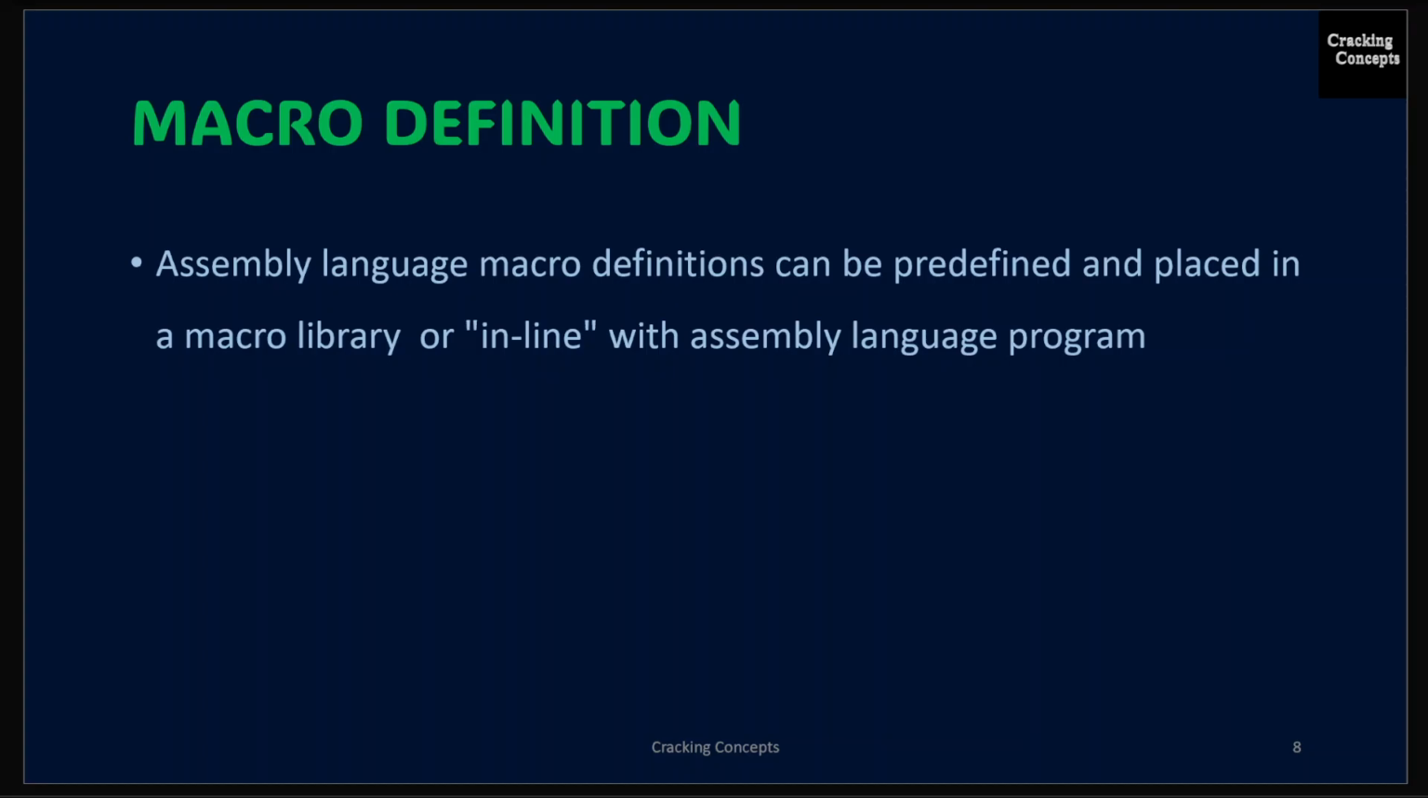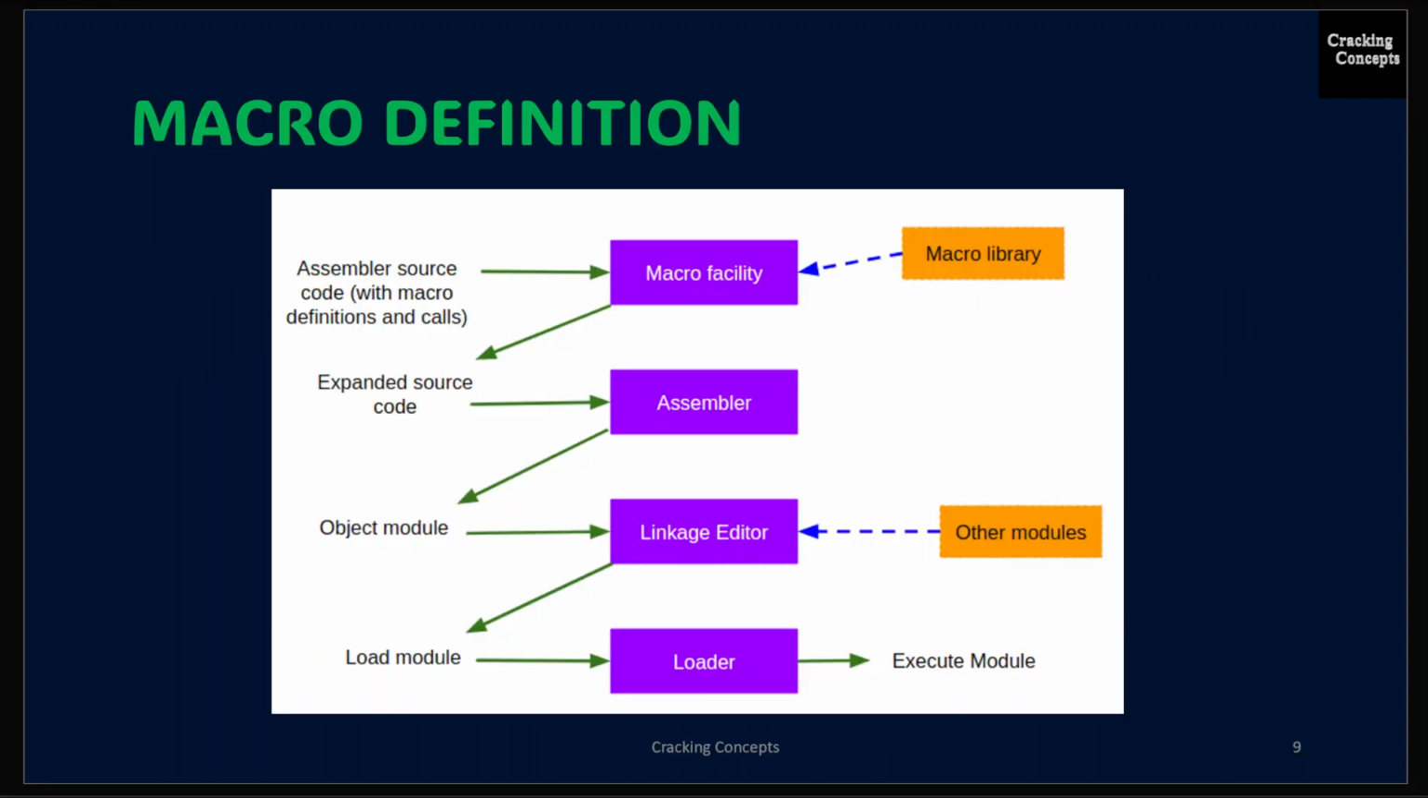Now let us look into the basic macro processor functions. We'll begin with macro definition. Assembly language macro definitions can be predefined and placed in a macro library or can be included in line with the assembly language program. The handling sequence for the program looks like this.